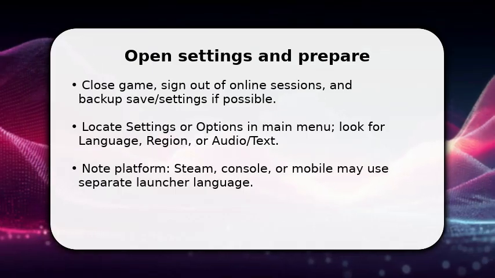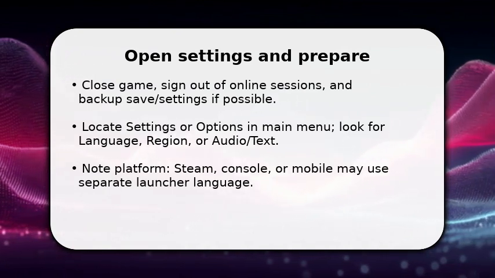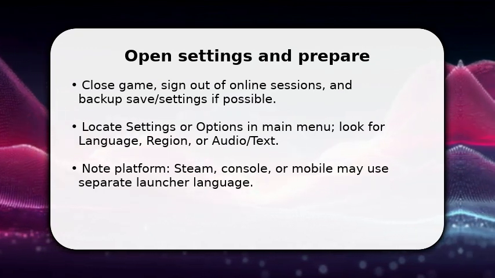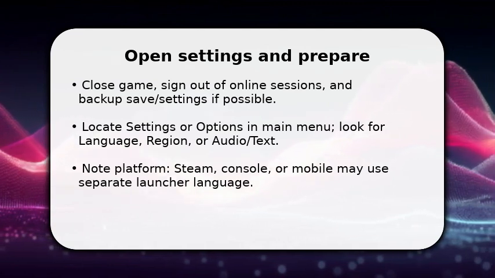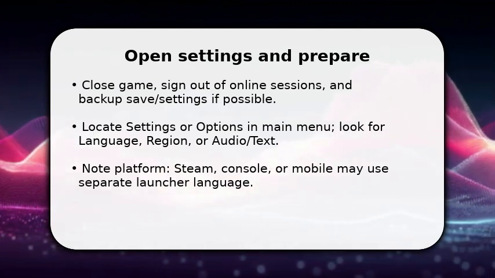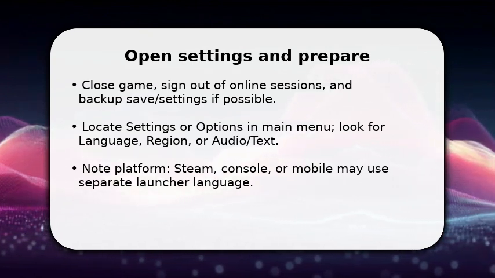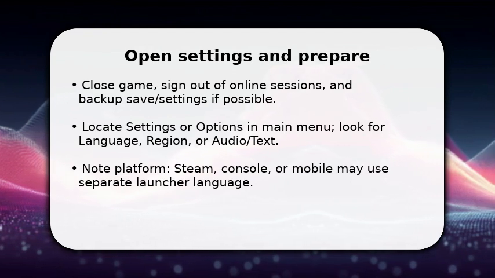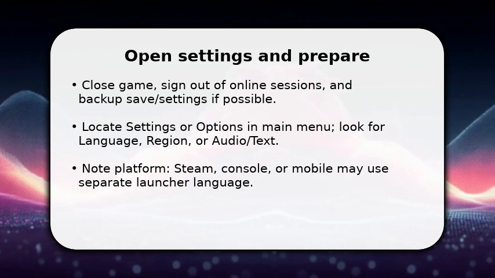You start by preparing the game and yourself. Close the game, backup saves, and sign out of multiplayer so changes apply cleanly. Once done, open the main menu and go straight to Settings or Options. You want the language, region, or audio/text subsection. Make sure you know the platform, Steam, console, or mobile, because launchers can override in-game choices. This avoids lost progress and ensures the setting you change is actually the one the game uses.